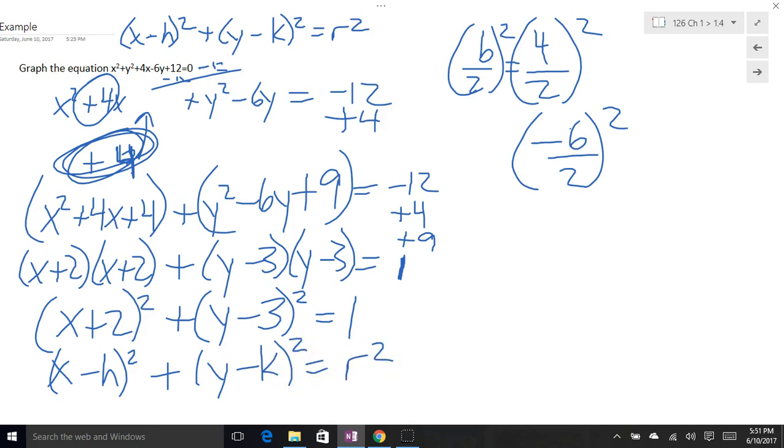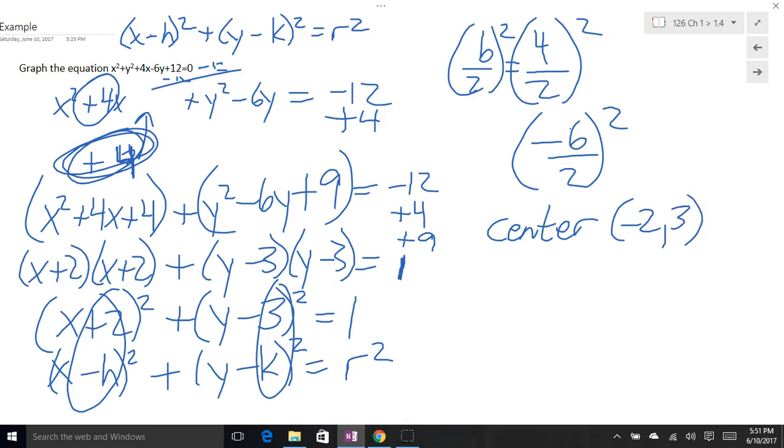So your h would be negative 2, your k would be 3. So the center of this thing, h, k, would be negative 2 comma 3, and your r squared is 1, so the square root of 1 is 1. So you got the center of this thing at negative 2, 3, and a radius of 1. So you go right 1, up 1, left 1, down 1, and you draw that little circle.